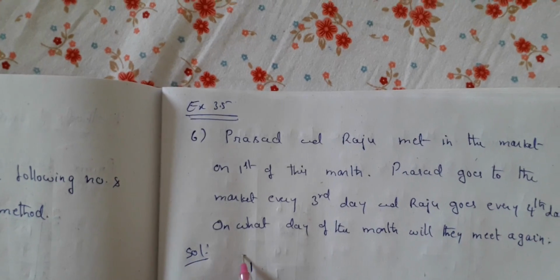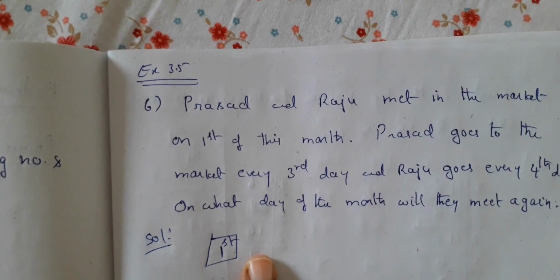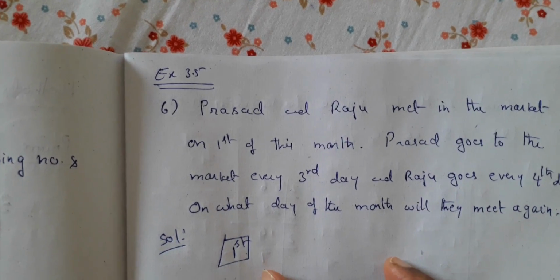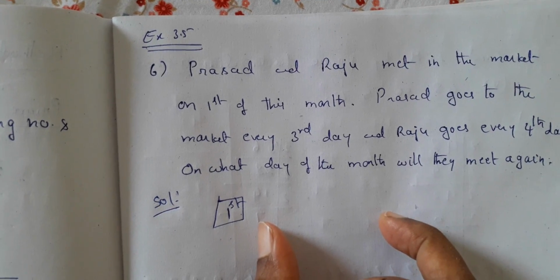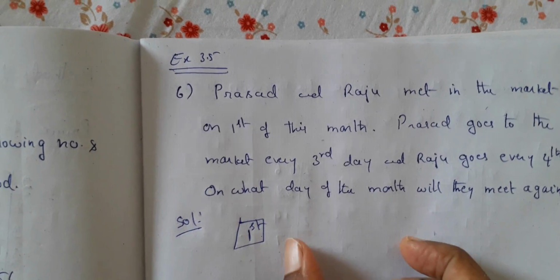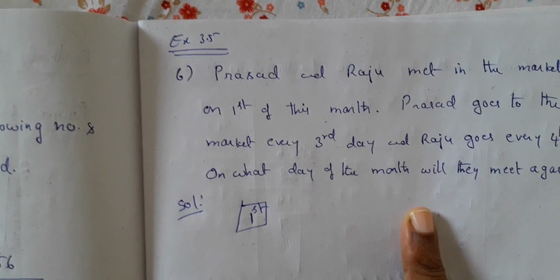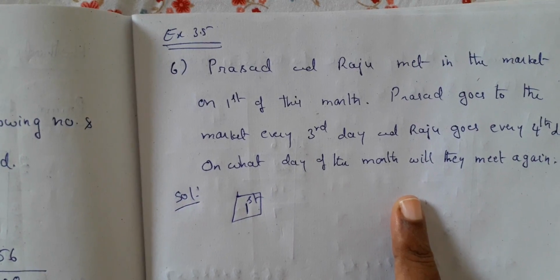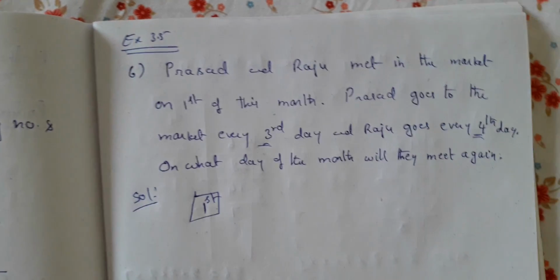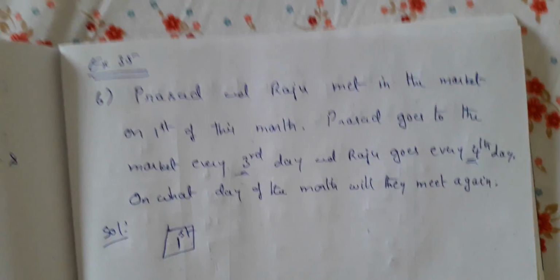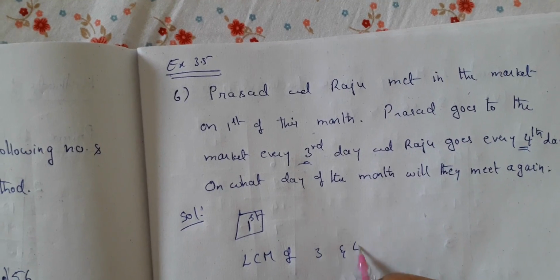First, when will they meet? On 1st, right? On 1st they met. After that, whatever days you get in common for them, that is the least common multiple. Then you have to add that to the first day, and finally we will know on which day they will meet again. For which days should we take the LCM? Third and fourth days. So LCM of 3 and 4.